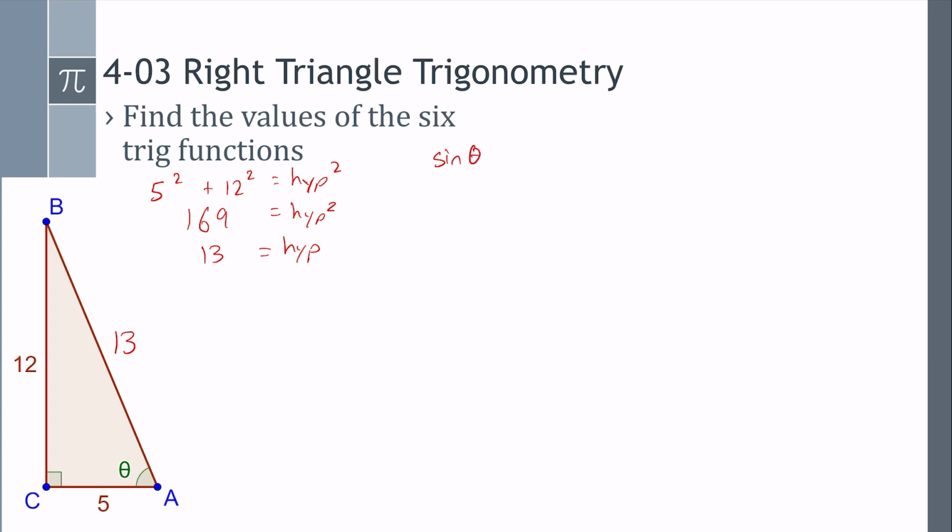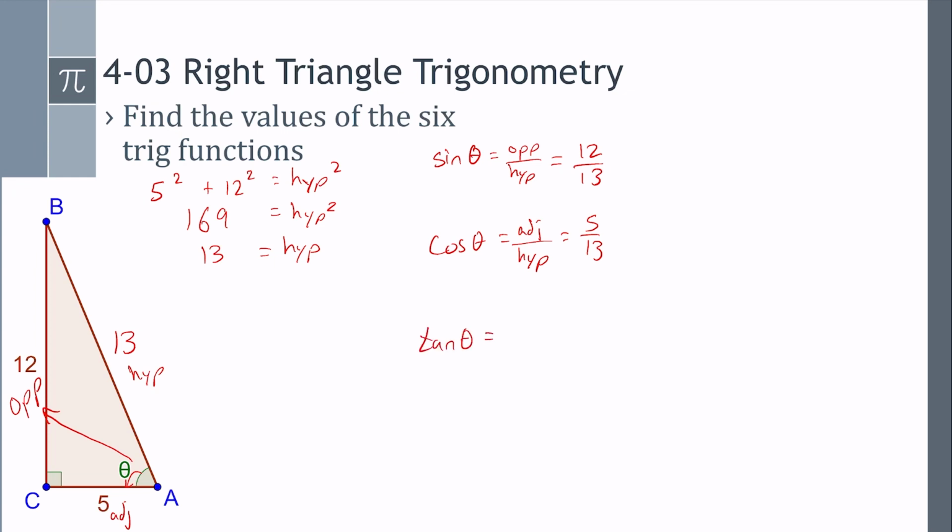All right, sine of our angle is the opposite over the hypotenuse, so that would be 12 over 13. Cosine is the adjacent over the hypotenuse, so adjacent is touching it, it's the leg touching, and then our hypotenuse. So adjacent is 5 over 13. Tangent is the opposite over the adjacent. The opposite is 12, the adjacent is 5.